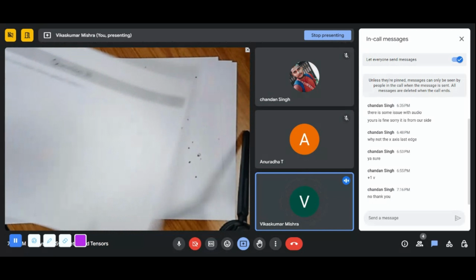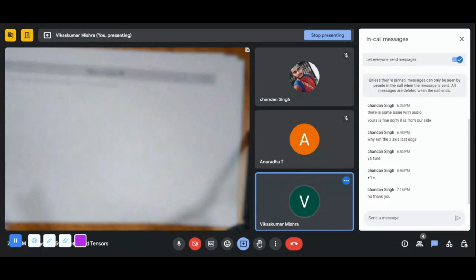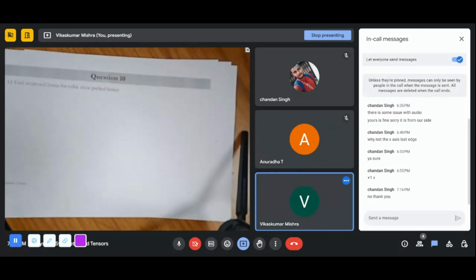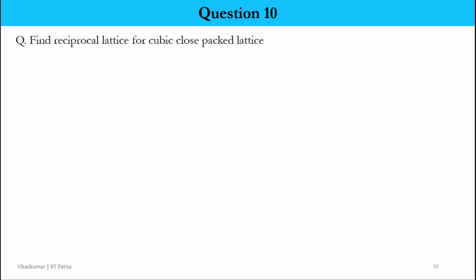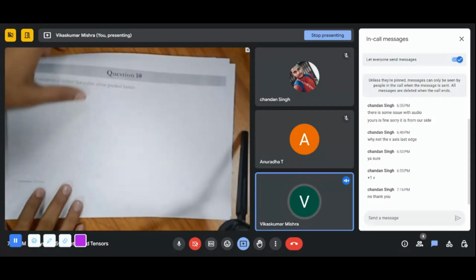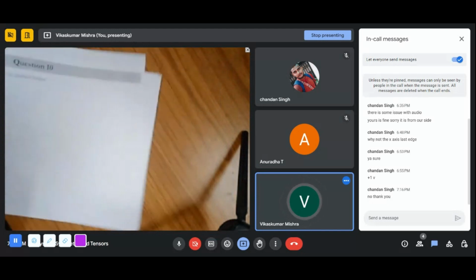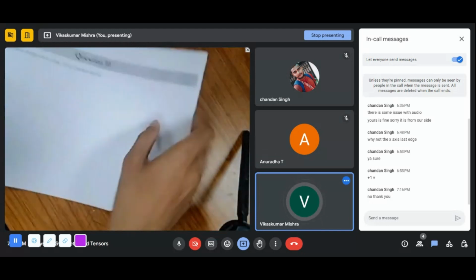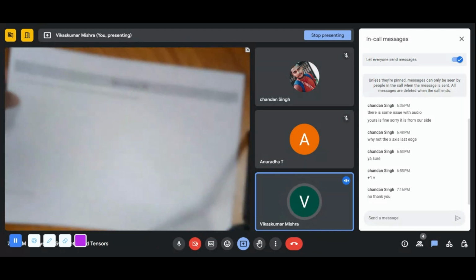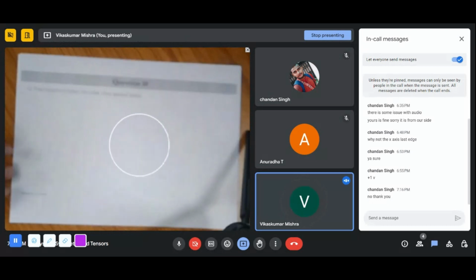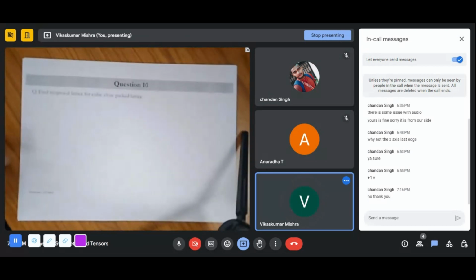Okay, we are not going with question number 8 and question number 9. They are quite lengthy, and considering our limited time, we'll start with the reciprocal lattice for the cubic, question number 10. Questions 8 and 9 were quite lengthy, and the doubt was also not asked with respect to this particular thing. So we are moving to question number 10.